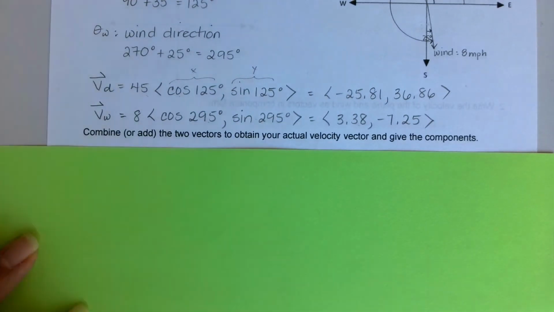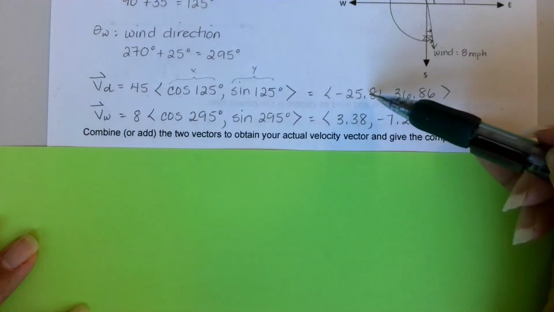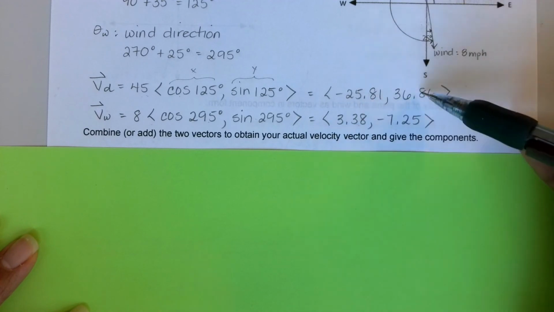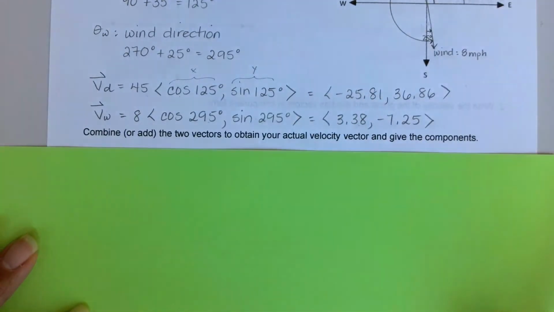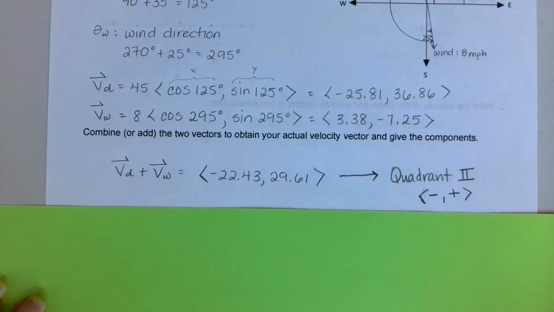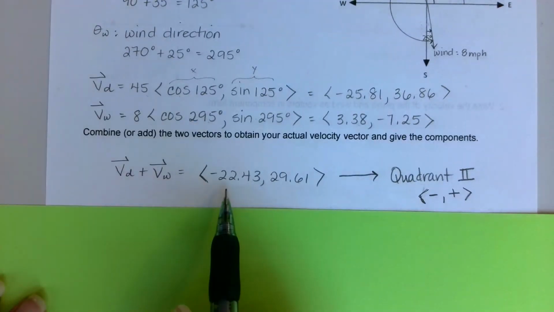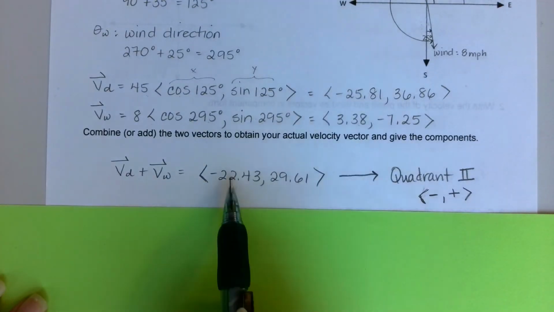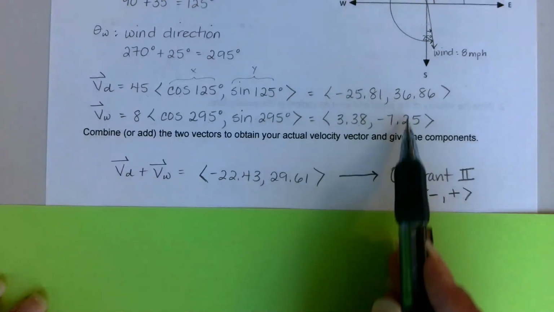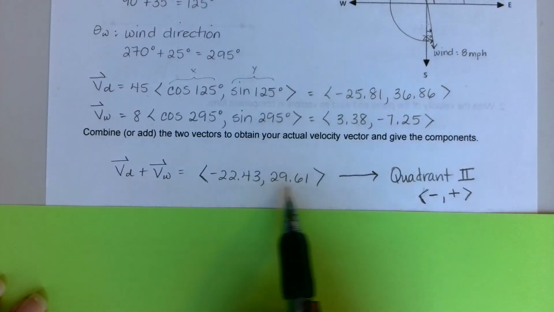Okay, so welcome back. Here we go. Hopefully you remembered to add these by just adding the x's together and adding the y's together to create a brand new component form. So negative 25 plus 3, and negative 36 plus the negative 7.